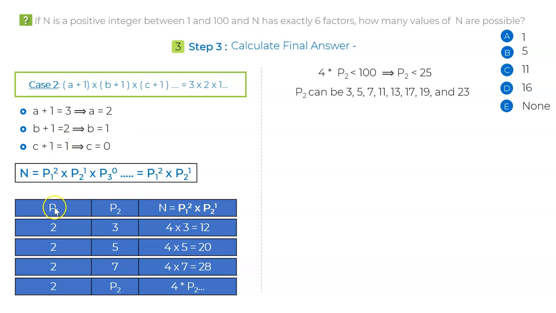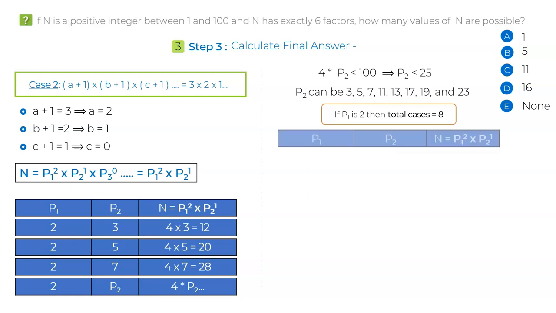So if I keep P1 as 2, then P2 can take 8 values. So there are a total of 8 possible cases when P1 is fixed as 2. Now once I have found all the cases where P1 is 2, I'll move on to the next case, where I'll say, okay, all cases with 2 are over.